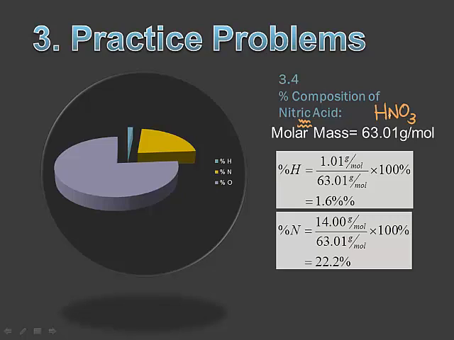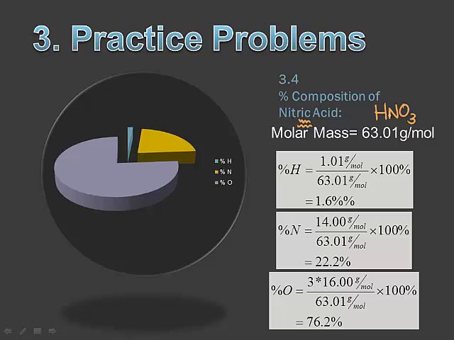Just like before, all of the percentages should add up to 100, so let's check for oxygen. Now we have 3 oxygens, each contributing 16 grams per mole, so that contributes 48 grams per mole of just the oxygen. Of the entire thing, the whole mass is 63.01 grams. So when we multiply that by 100 to get a percentage, we get 76.2%. And in fact, those do add up to make 100%.